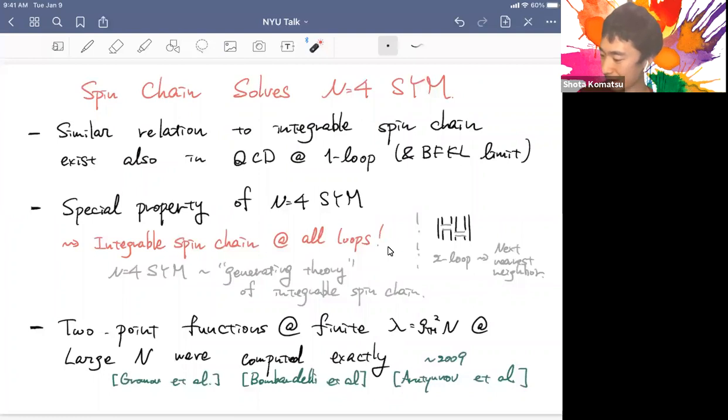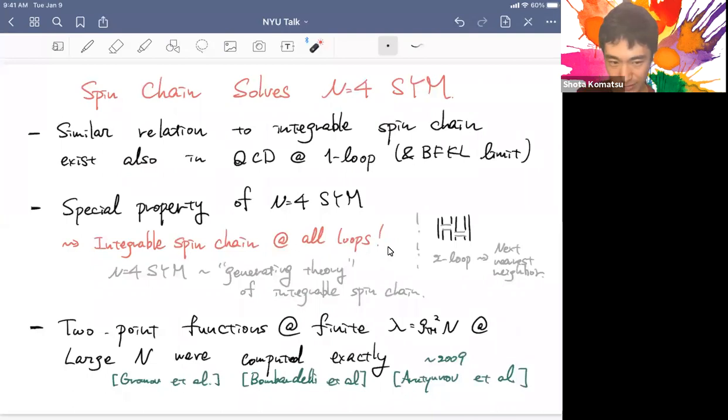For instance, at two loops, you need to include this kind of diagram. Then what you get is a special integrable spin chain with next-nearest-neighbor interaction. So in some sense, N=4 super Yang-Mills is a kind of generating theory of integrable spin chains, because you can get various different integrable spin chains depending on to what loop order you consider the theory.